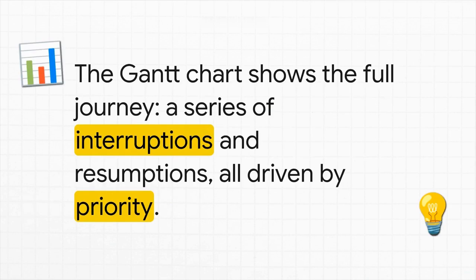And here it is, the final Gantt chart. This thing tells the whole story, doesn't it? You can literally see the journey. P1 gets 1 second, bam, interrupted by P2. P2 gets 1 second, bam, interrupted by P3. P3 runs to completion, then P4 jumps in. Then we go back to finish P2, and only then, after all of that chaos, do we finally get back to finishing P1. It's a perfect picture of what preemption actually looks like.